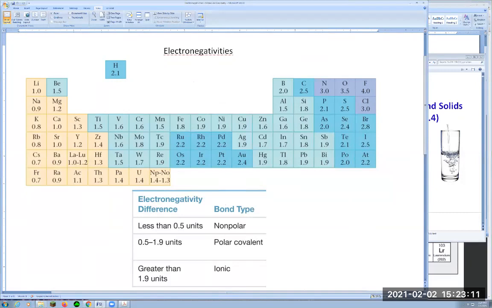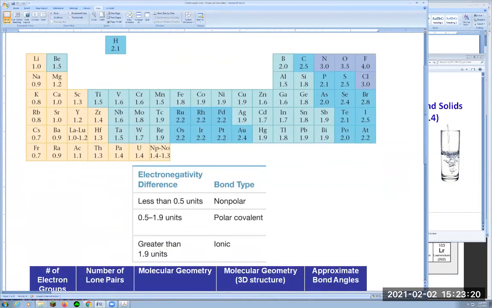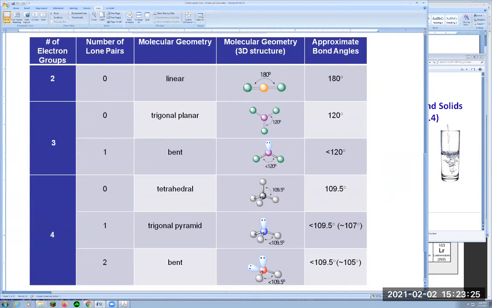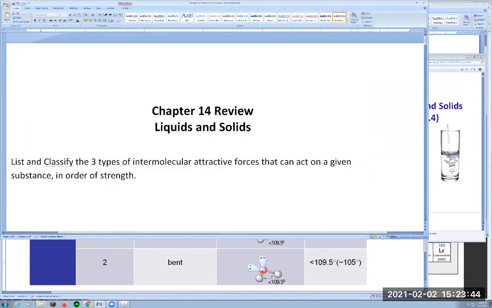So this is the document on electronegativity values and how to classify a bond from the electronegativity difference between two bonded atoms. And then at the bottom of that Word page, you have the table to help you decide the shape of the molecules. That's something you will still need in chapter 14 when you need to decide if the molecules are polar or not. So let's start chapter 14.